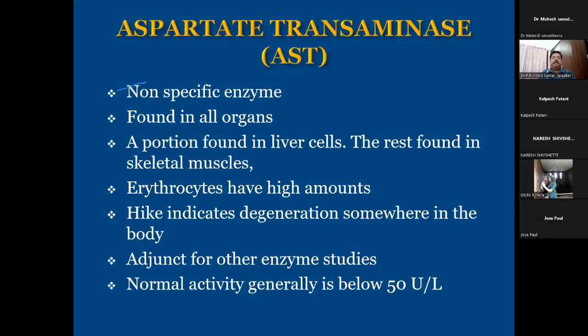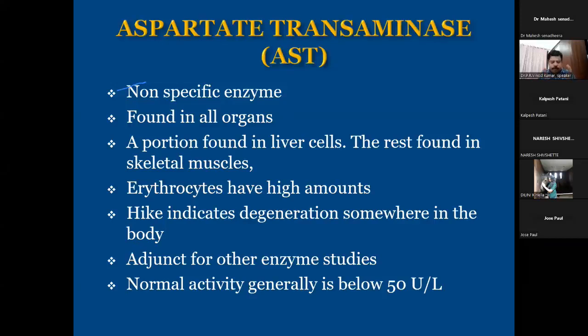Then the AST, aspartate transaminase. Here, aspartic acid, the older name is SGOT. Aspartic acid is metabolized by the route of high energy amino acid metabolism, and aspartic acid will be transaminated by this enzyme, producing oxaloacetic acid and alpha ketoglutarate. These are the end products by which ATP is released.